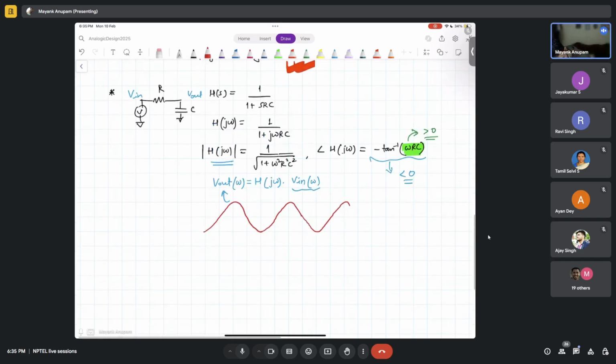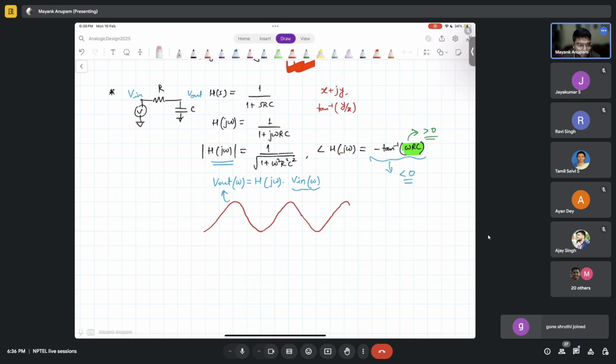So what is the phase I asked here? What is the phase of this H of j omega? How do you calculate the phase of any complex number? Tan inverse of y by x. Yes, it is tan inverse of y by x, if the complex number is x plus jy.